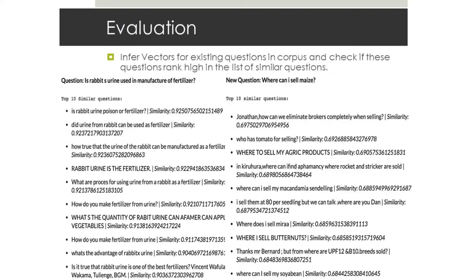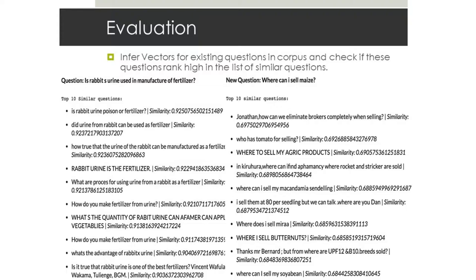So how did I do with Doc2Vec? You find that Doc2Vec was quite good. How I chose to evaluate it was I was going to infer vectors for existing questions in the corpus, and check if these questions rank high in the list. So this question, for instance, actually existed in my database of questions. There's a lot of misspelling, by the way, so that's the farmers, not me.